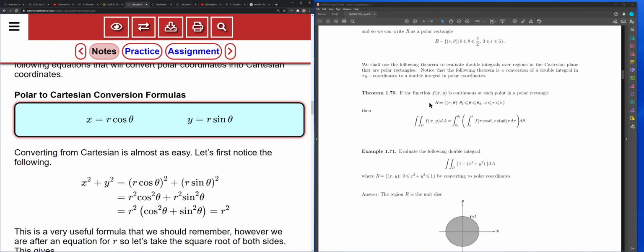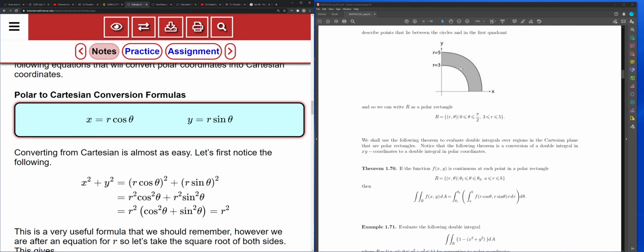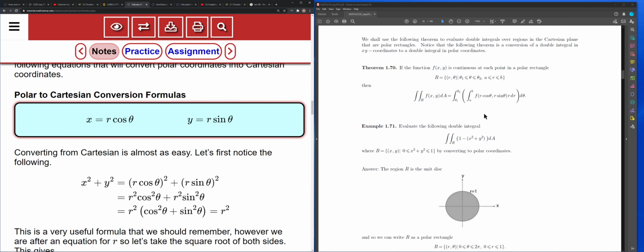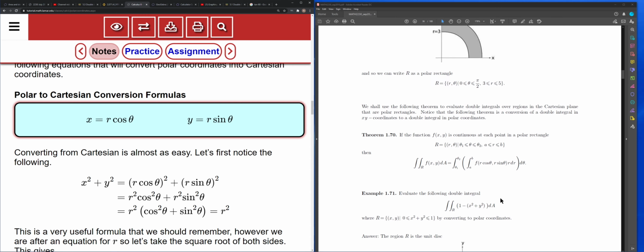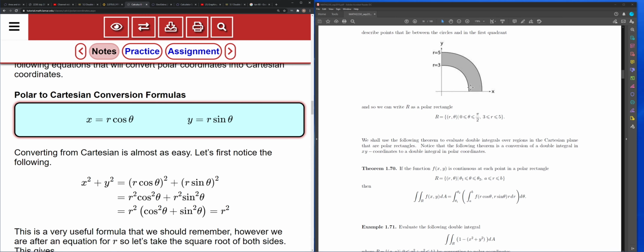So we saw what a polar rectangle is. Now we want to integrate over a polar rectangle. So we want to integrate over a region R in the xy plane that looks something like this, which is a polar rectangle, or something like this, which is also a polar rectangle. One way you can easily identify a polar rectangle is if you're looking at a region in the xy plane and the region somehow has an arc of a circle in it.